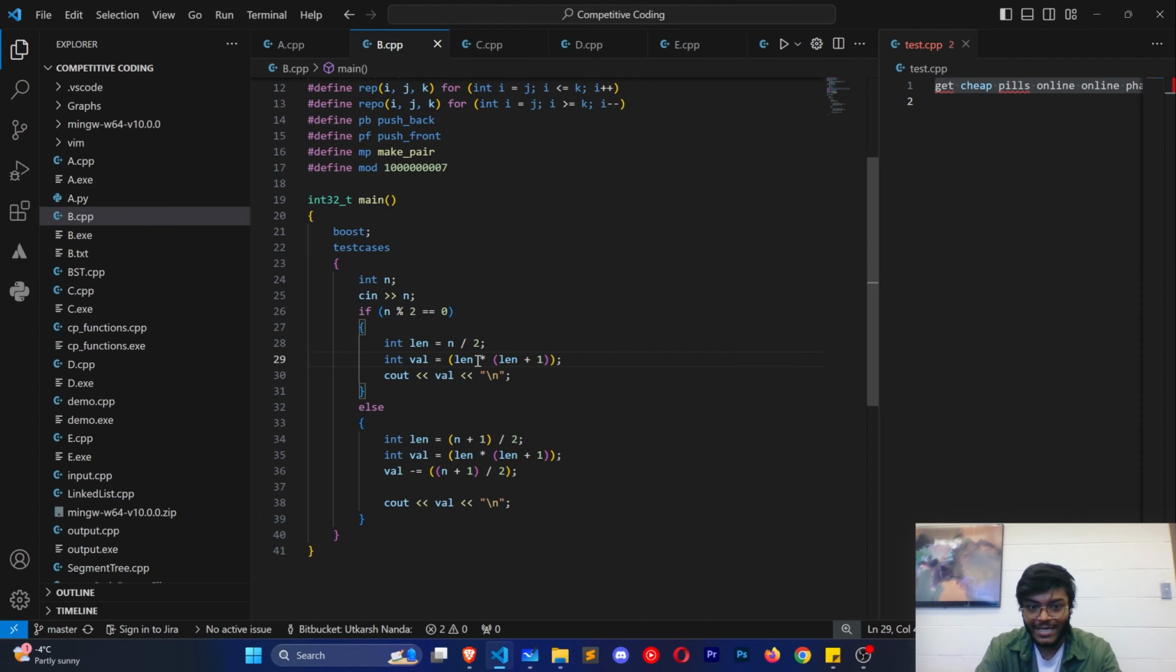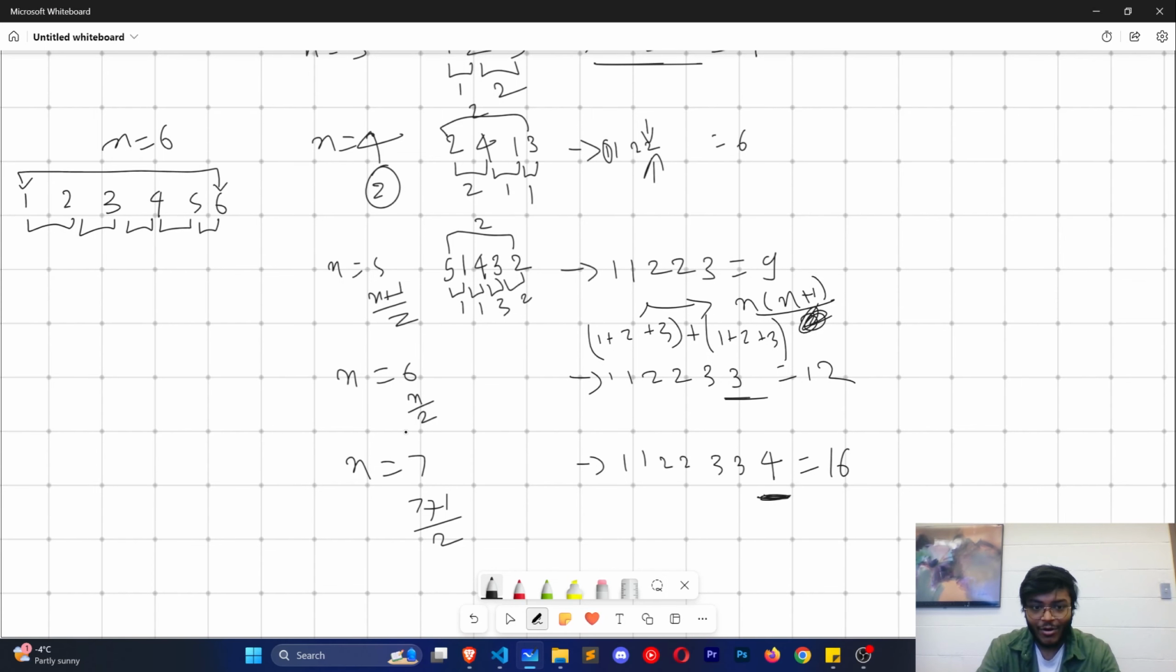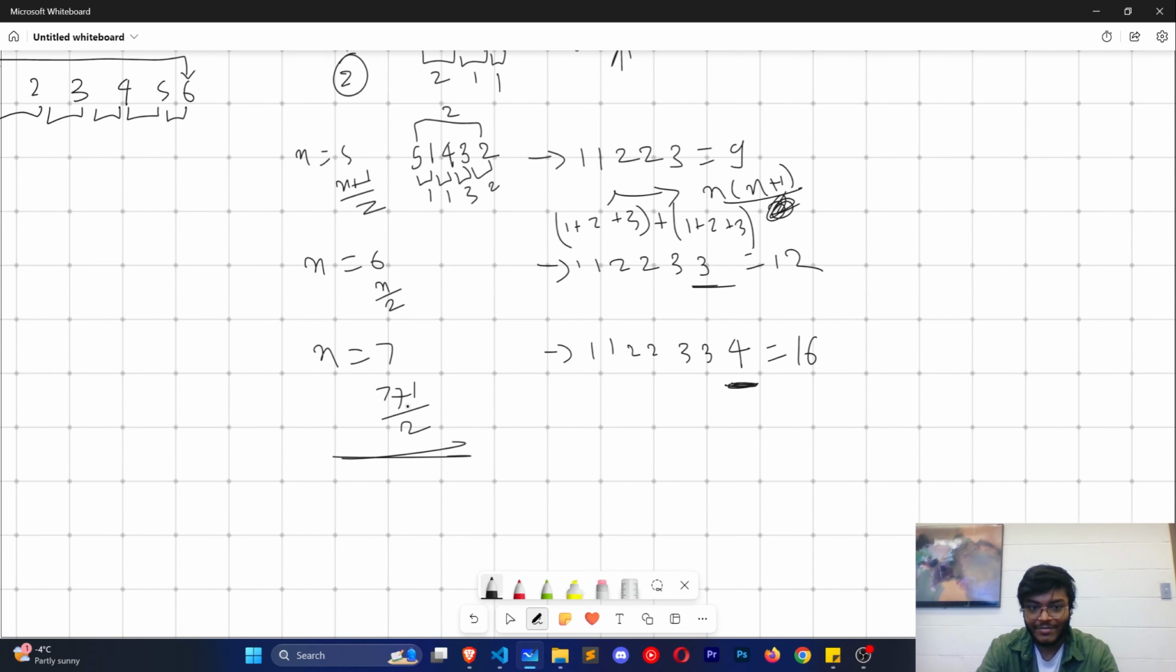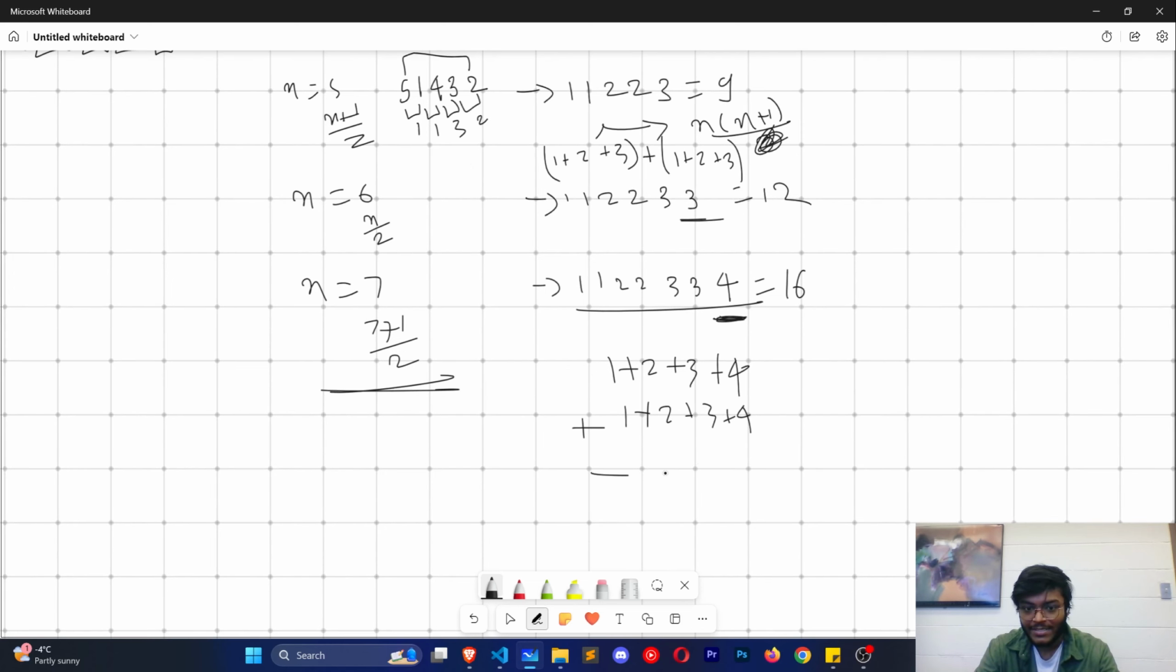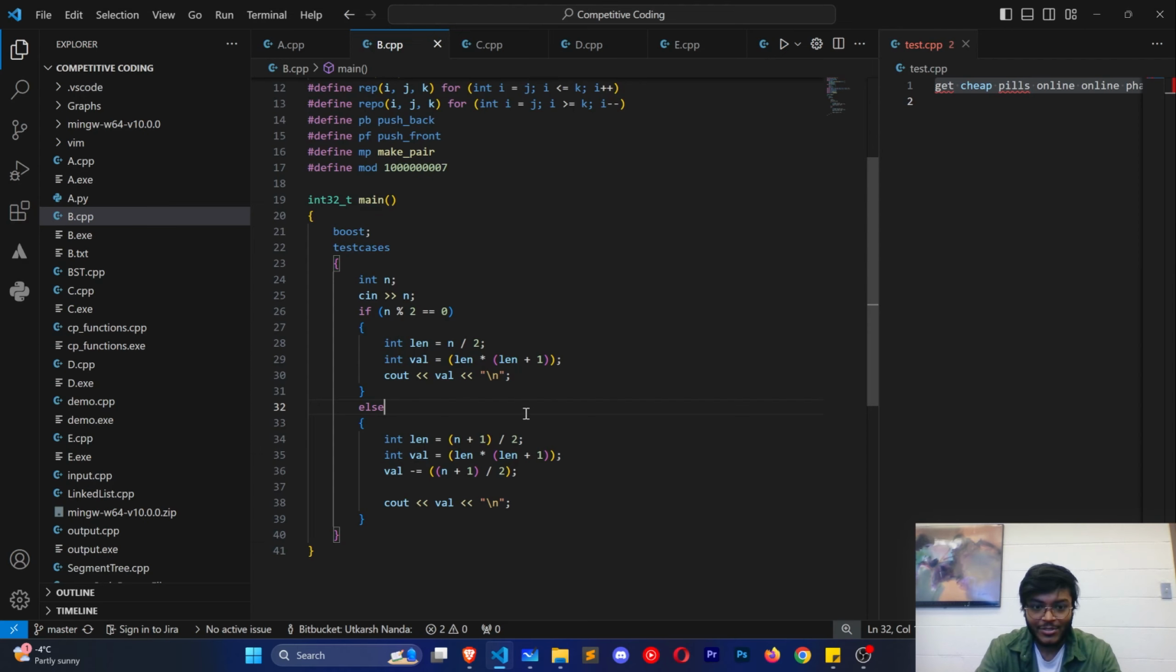So that is what we do, length into length plus 1, and we output the value. For the case where it is odd, we find the length. This is basically 1 plus 2 plus 3 plus 4 plus 1 plus 2 plus 3 plus 4 minus 4, which is n plus 1 divided by 2, right? So that is what we do. We find the length n plus 1 by 2.